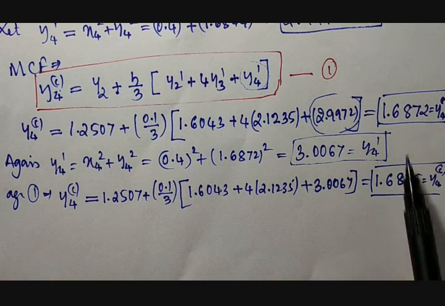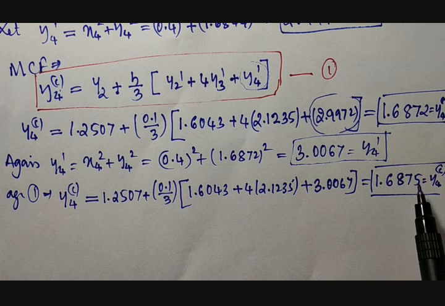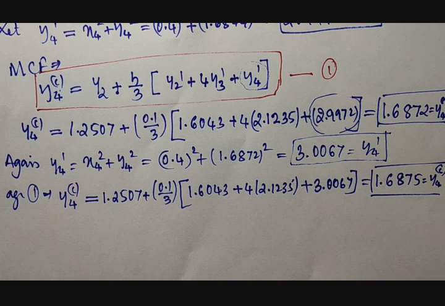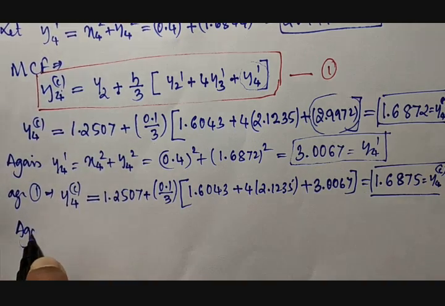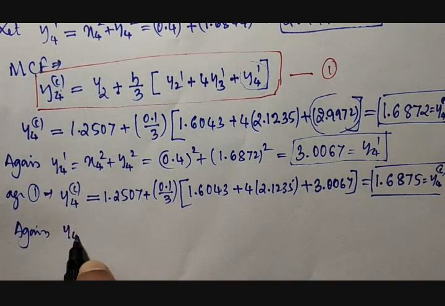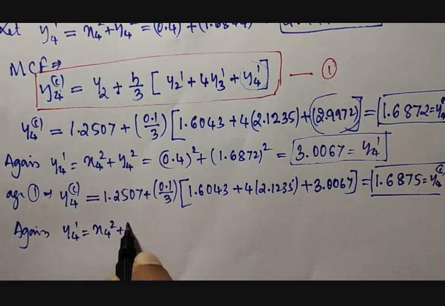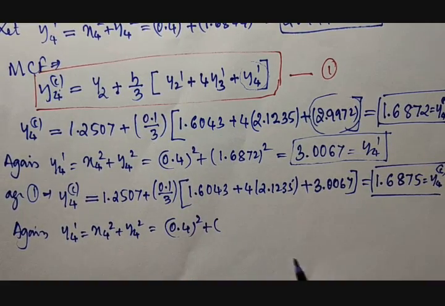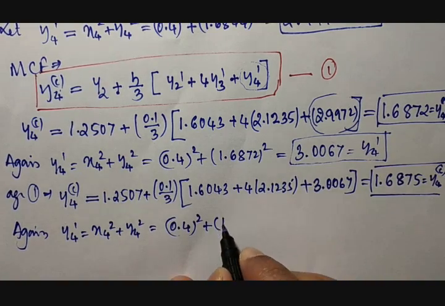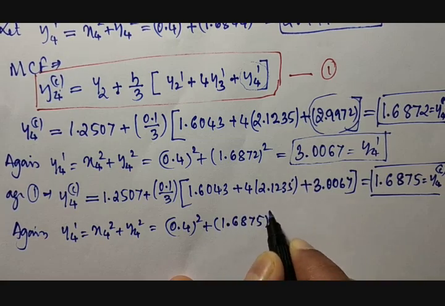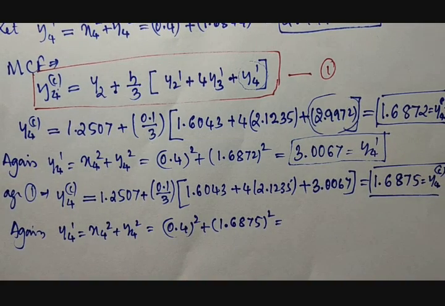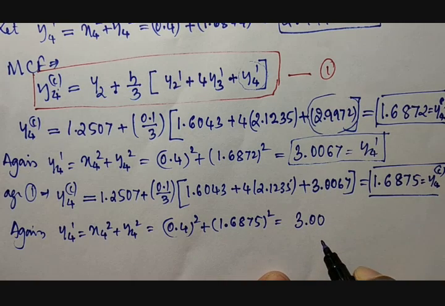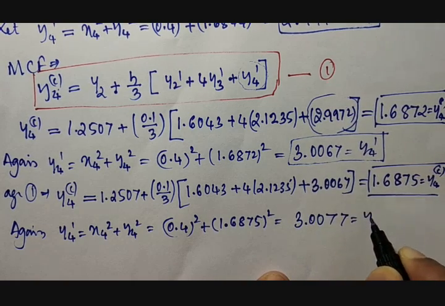Again, if you compare these two results, 1.6872 and 1.6875, it is a difference of 0.0003. So I do one thing, I'll go once again for the next result. Then y4 dash is again x4 square plus y4 square, that is 0.4 the square plus the new result. New result is 1.6875 the square. If you calculate this, it becomes 3.0077, which is y4 dash.